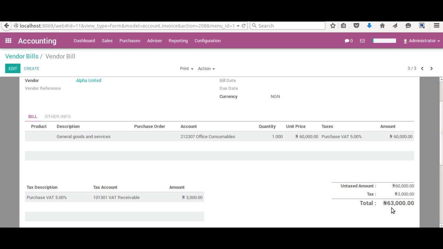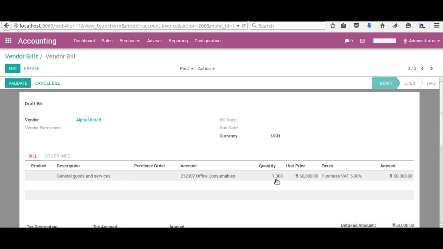Well, I'm not going to apply the 10% on my 63,000 because that will be doing a withholding tax on the tax or VAT amount as well. So the service rendered was for a value of 60,000. So I'm going to do a 10% withholding tax on 60,000, and that works out to be 6,000. How do I book this?